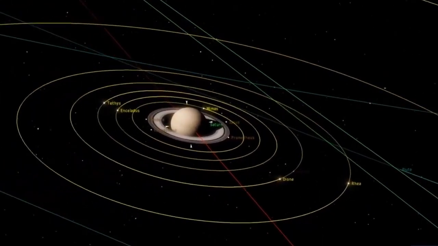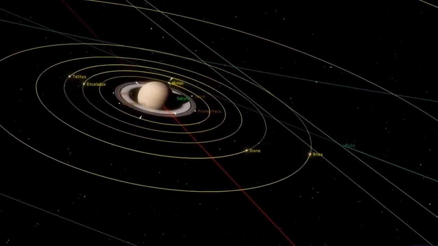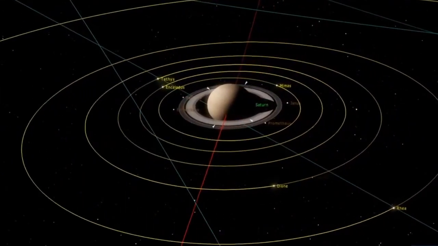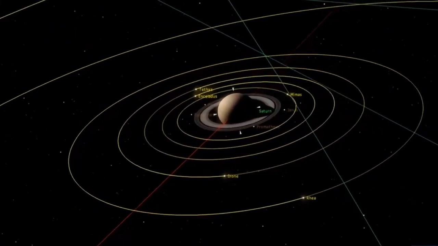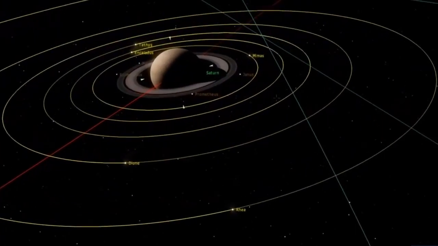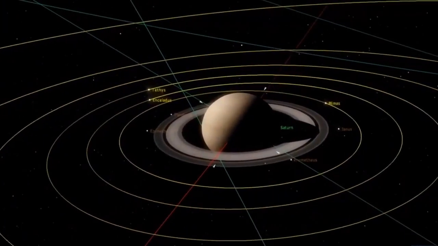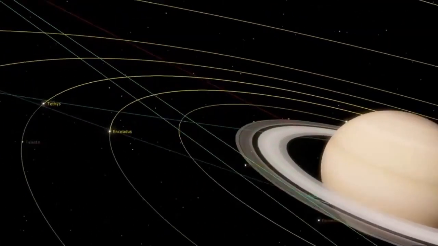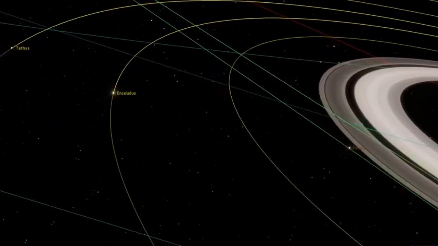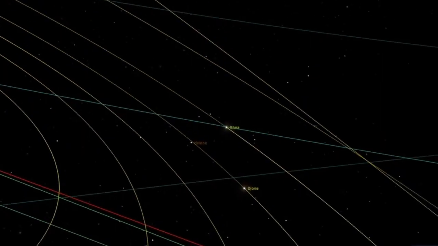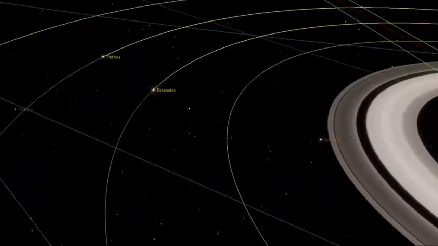So this is how everything, the environment, the ambience looks around Saturn. Okay, let's move to Saturn's largest moon, which is Titan. Where is it? Can you see it?